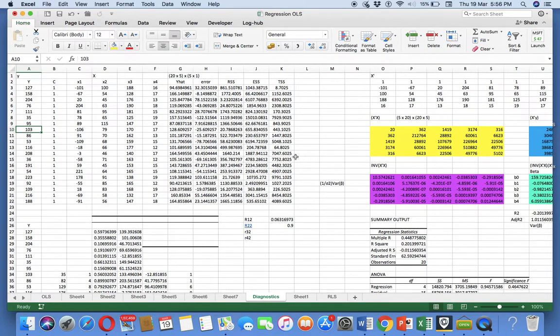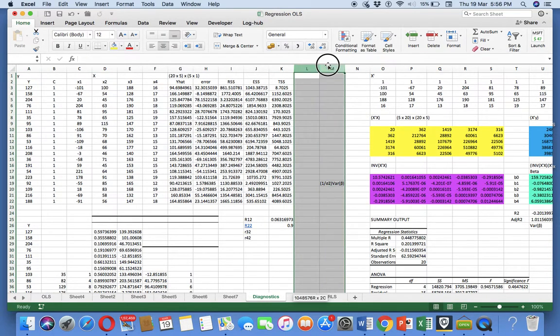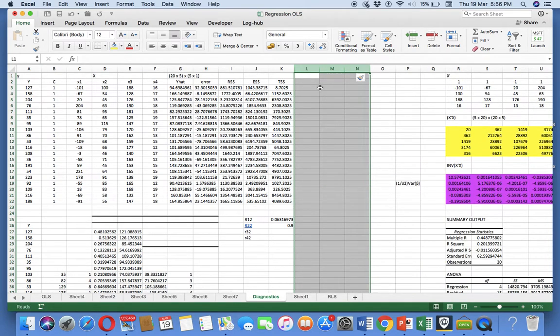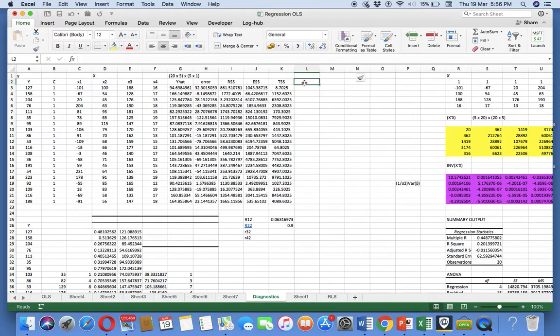But here we should introduce some very new concepts which were not talked about hitherto. So we have something known as an error. This is called the raw error. Raw error is calculated as y minus y hat. It's called the raw error.